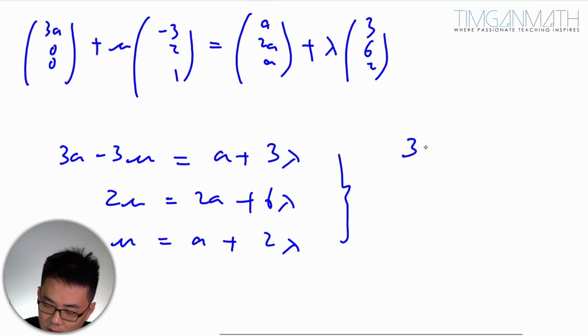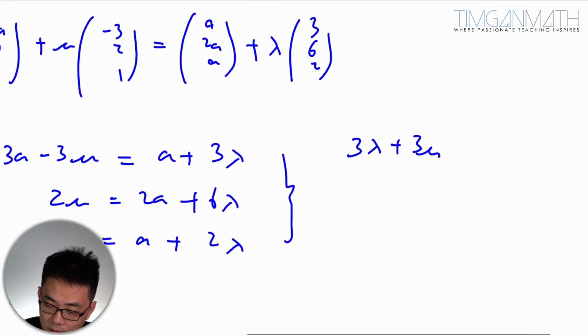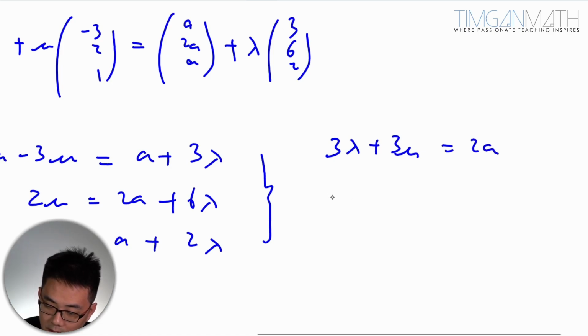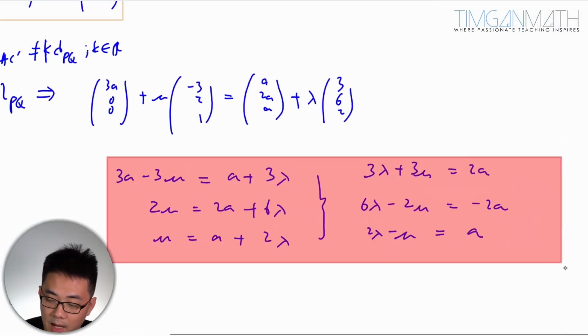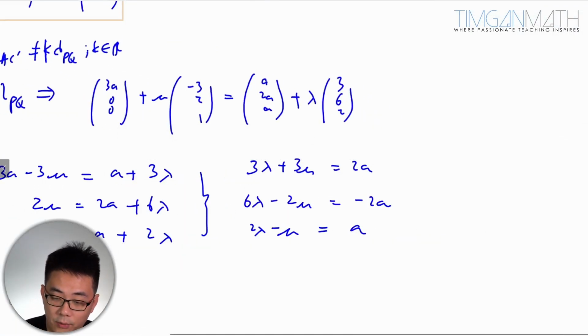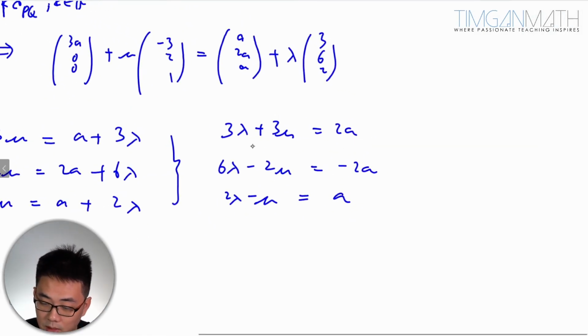That will give us 3 lambda plus 3 mu equals 2A, and then 6 lambda minus 2 mu equals minus 2A, and then 2 lambda minus mu equals A. So the question now is whether you have a lambda which satisfies all these equations here. You have actually 2 unknowns here, so what we're going to do is solve for lambda and mu, and see whether it satisfies all the equations.